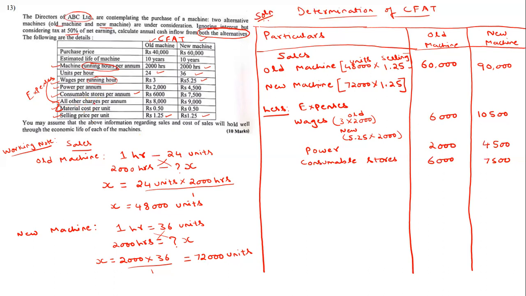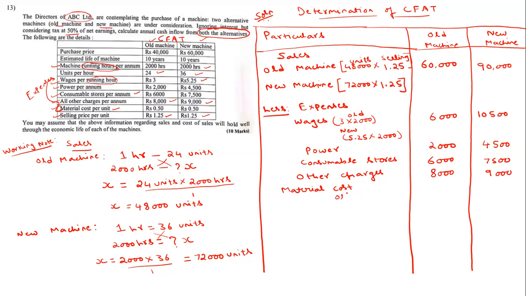That is done. All other charges, I'll write here other charges. And for the other charges, again, they are saying that per annum, so no calculation. So you can take straight away 8,000 and 9,000 other charges. So I'll be writing here 8,000 and 9,000 other charges. And the last one is material cost per unit. Be careful. Material cost, they are saying that per unit, material cost per unit.